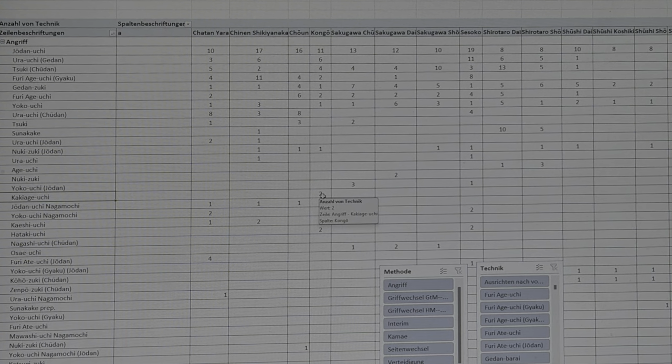And then what we have here, Kaki Age Uchi. That's an interesting technique. You know that? It's 2 times in Kongo no kon. It's 4 times in Jueshi Sho. Kaki Age. Yeah. And then here you have the total of the numbers. So you have a total of 253 Jodan Uchi in all the Bo kata.